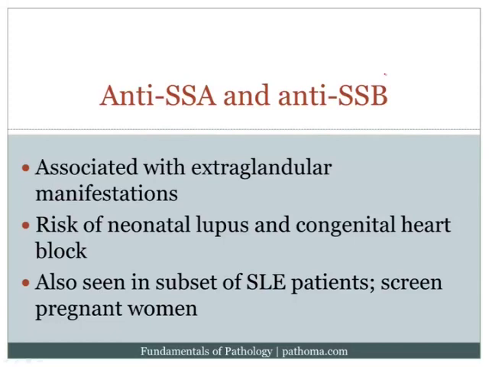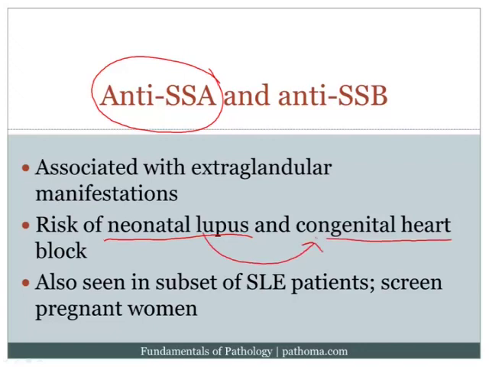Number two, patients who have SSA and SSB will often have extraglandular manifestations. And number three, and perhaps the most high yield, is that patients who have SSA and SSB, the SSA in particular, can cross the placenta if the patient's pregnant and can attack the baby or the fetus. And so these babies can develop neonatal lupus. Neonatal lupus is characterized by rash and hepatitis and thrombocytopenia and anemia. But most important, one of the key complications of neonatal lupus is congenital heart block. And so this is a high yield point that you want to take home: the association of pregnancy and SSA with neonatal lupus, and in particular congenital heart block.